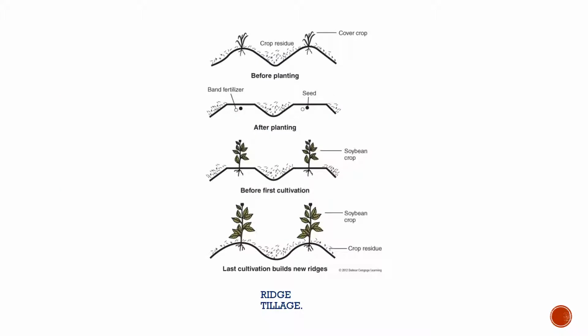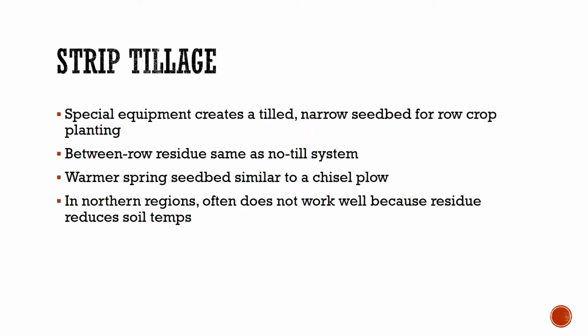So here's an example of what that ridge till looks like. You can see before planting, we have that crop residue, we have a cover crop, and then after planting, we've taken off that cover crop, or it's been disintegrated into the ground. We have a band of fertilizer right by that seed. At that first cultivation, you can see that soybean crop coming up, and that crop residue is there throughout that process, but you can see that crop was planted on that ridge till.